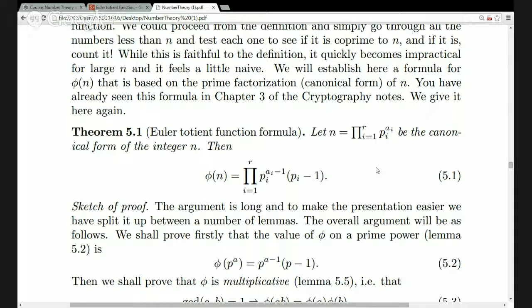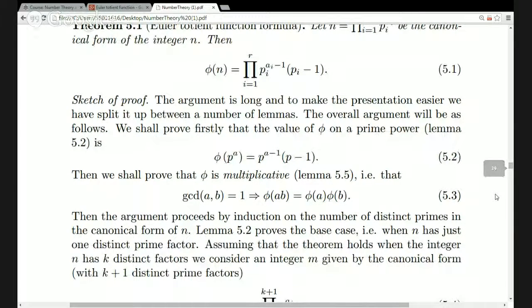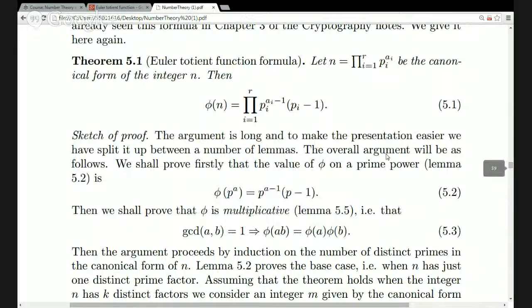Now, it's a bit of a long proof, so I've split it up into some smaller results. So we prove a couple of lemmas first and then do the actual proof. We split the argument up. So we begin with just a sketch of how we're going to prove this, and then we'll identify the various bits we have to prove, and then we'll go and deal with those one by one.